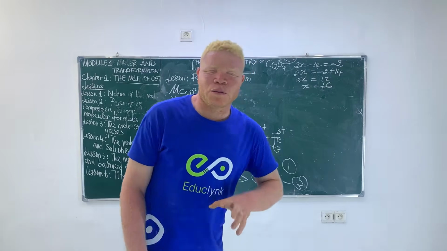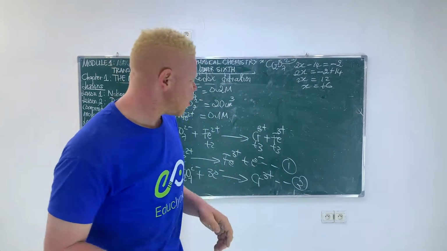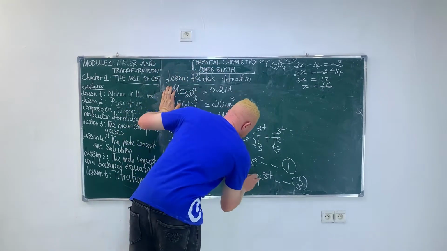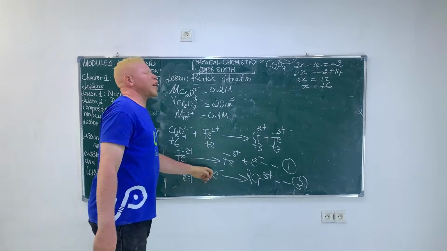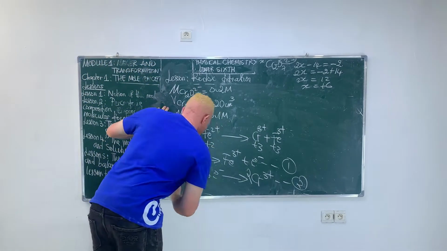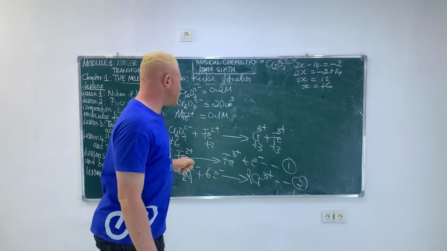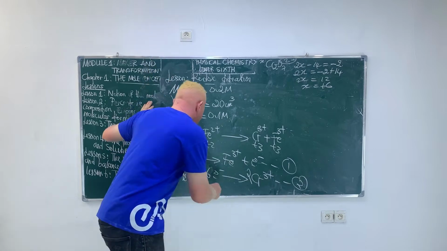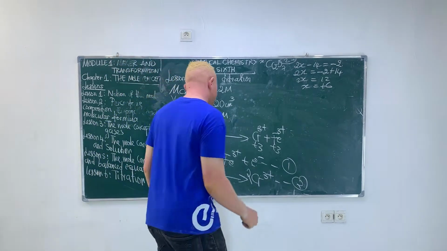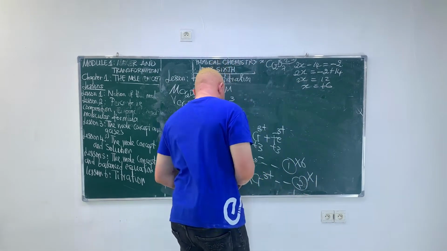We balance the chromium atoms, but balancing the chromium atoms will affect the number of electrons. So here we multiply the equation by 2, and also multiply the number of electrons by 2. By so doing, we realize that the number of chromium is 2, and the number of electrons is 6. Now we balance the number of electrons. So we multiply here by 6, and here by 1.